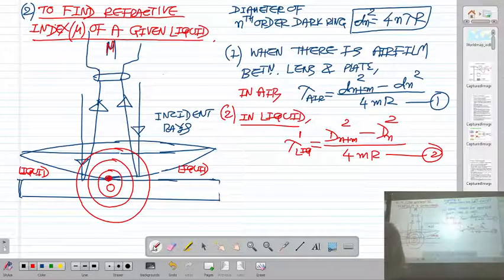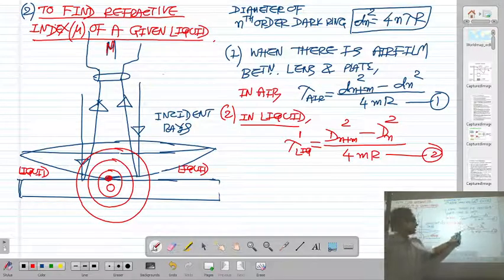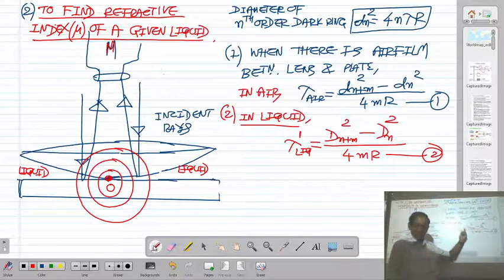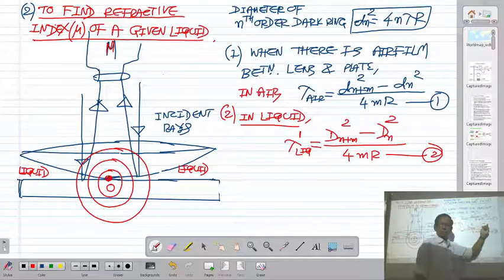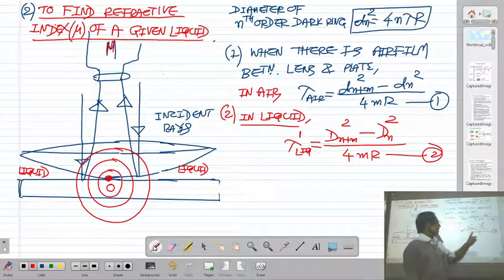When you put a liquid between lens and plate, then in the liquid film the wavelength of light is changed to lambda dash. In the liquid film, the diameter of the n plus mth order dark ring will be capital D n plus m square, which is also going to change. The diameter of the nth order dark ring, D n square, is also going to change. But m, the difference of ring number, is constant, and R, the radius of curvature, is also constant.